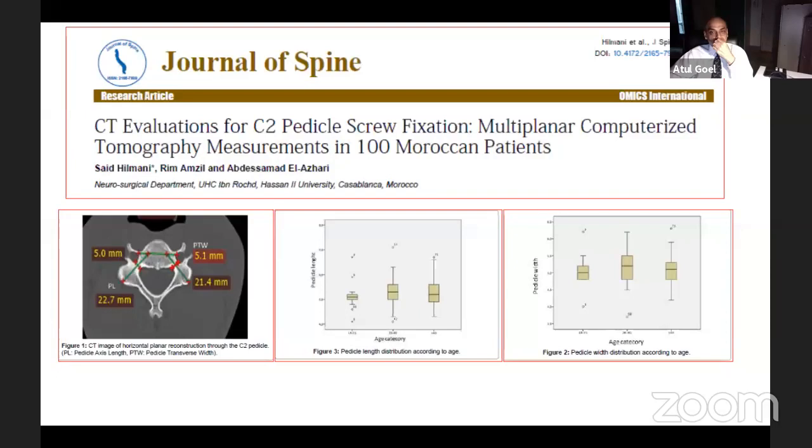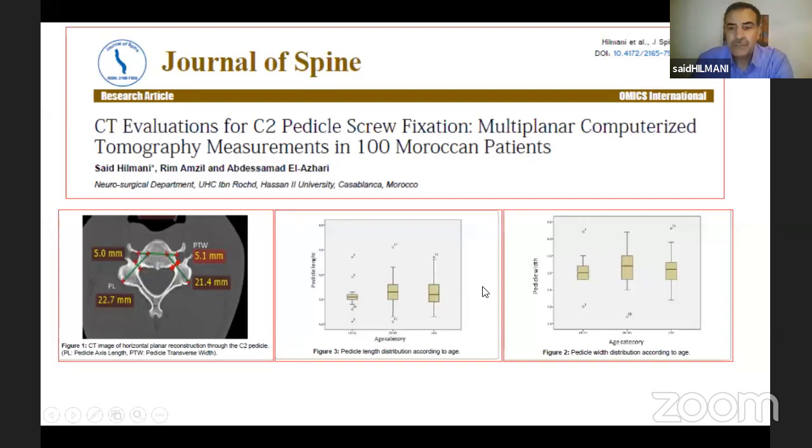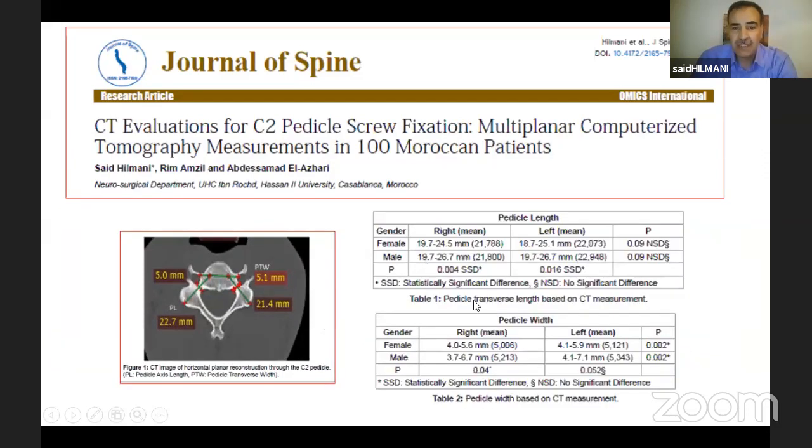to conclude my conference. We have studied, over 3 or 4 years, 100 patients for assessment of the width and length of the pedicle, and we have seen that there is a statistically significant difference in pedicle length between male and female, but the difference is not statistically significant for the pedicle width.